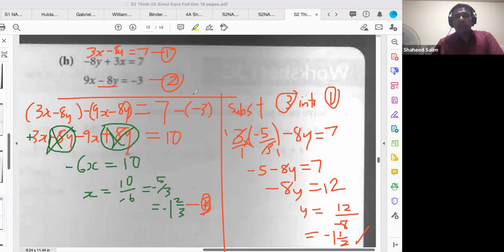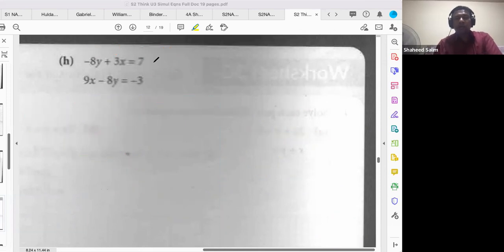You must be able to see when you're going to use substitution method, when you're going to use elimination method. Okay. So down here, if you use substitution method, how? Very difficult. Why? Because in substitution method, you must get y equals to something, or x equals to something. So I make 9x the subject. I bring that minus 8y over, become plus 8y, right? So equals to plus 8y minus 3.